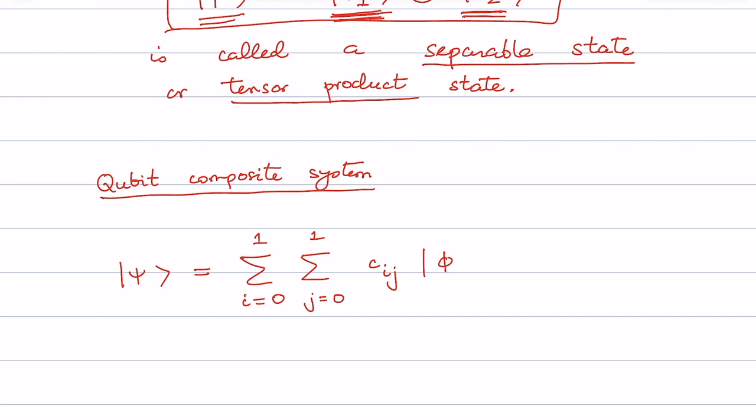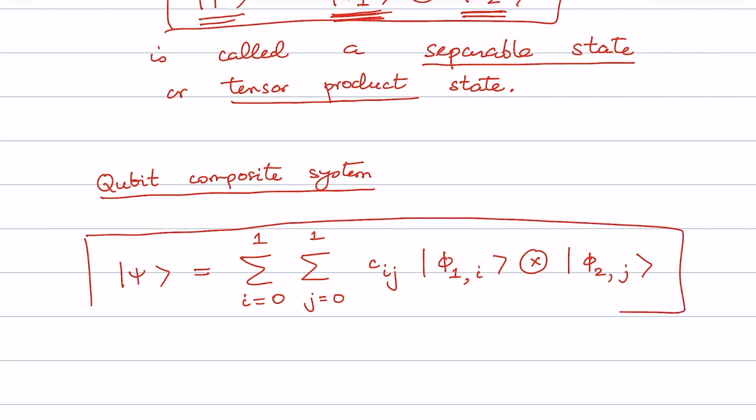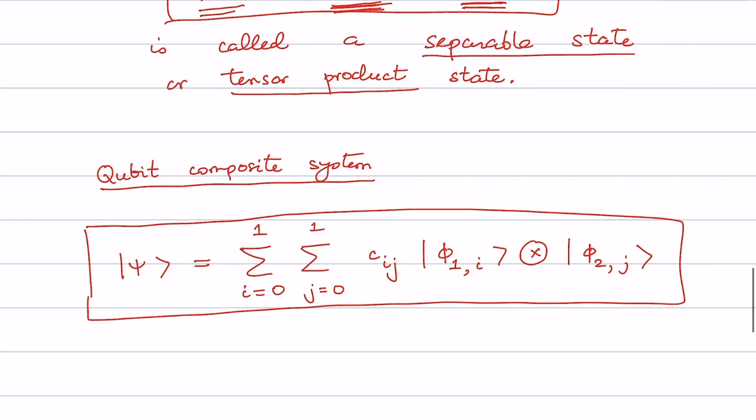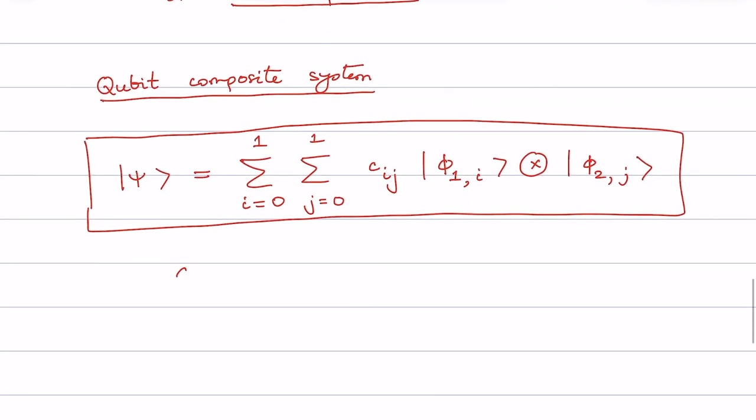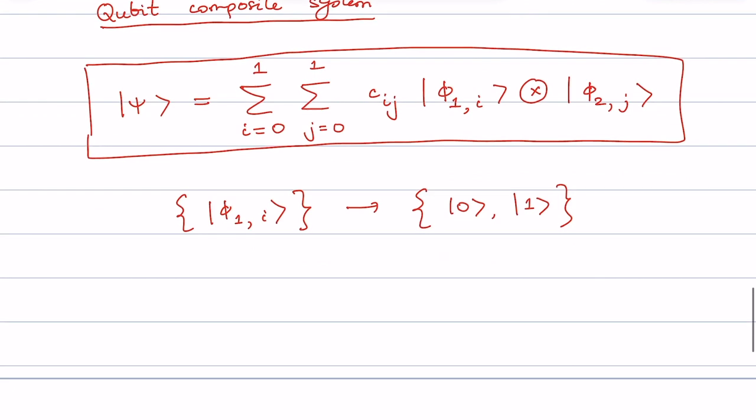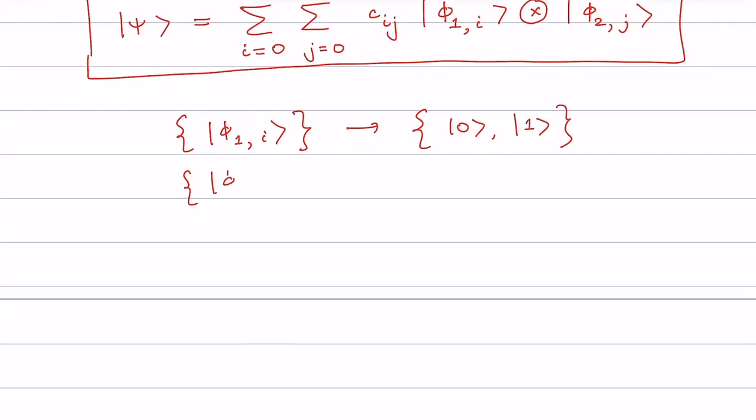For the first qubit, I have this orthonormal basis phi 1i, and it's a direct product or tensor product with the other qubit, that is phi 2j. So this is the state vector representing this two-qubit composite system. I think it is easy to understand. And again here, the basis states phi 1i for the first qubit are ket 0 and ket 1. Similarly, for phi 2j, the basis states are simply ket 0 and ket 1. Okay.